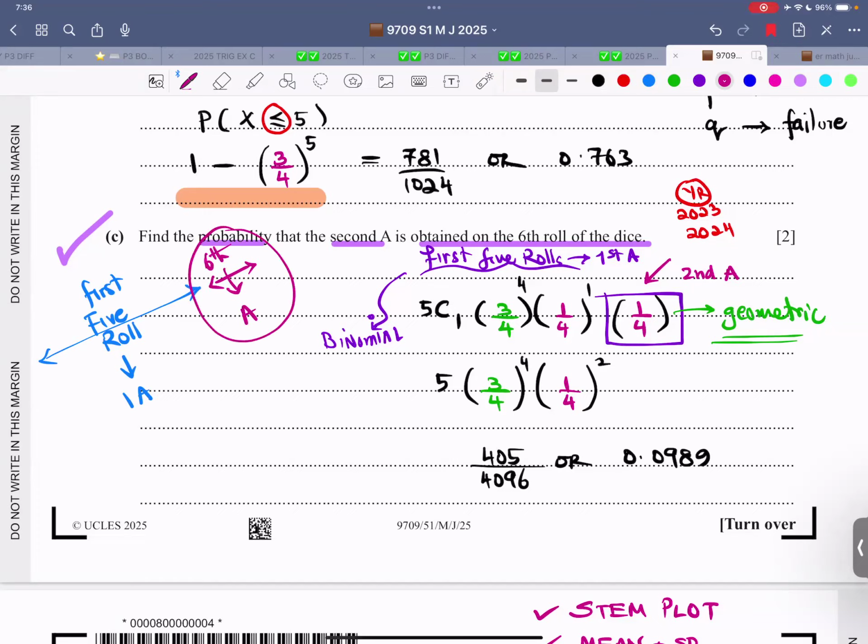So now this sixth one is an A. That is the second A. So that is 1/4. That is geometric. It's a combination of geometric and binomial. Now, out of the first five, you can have any one A. Order does not make a difference. That is why this is binomial.